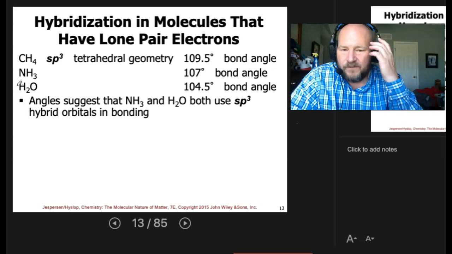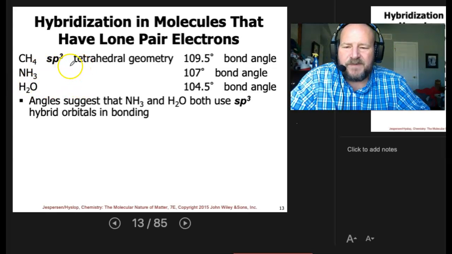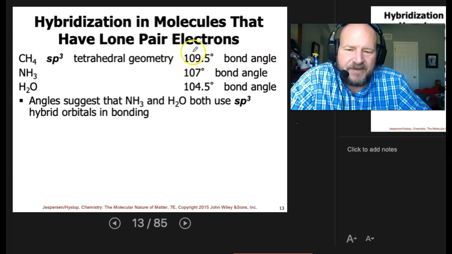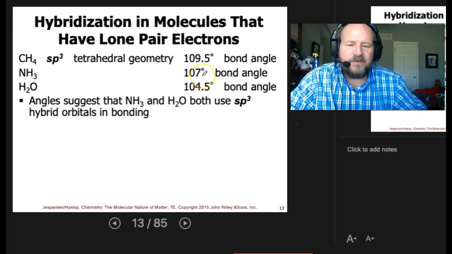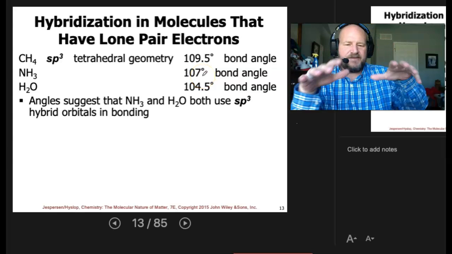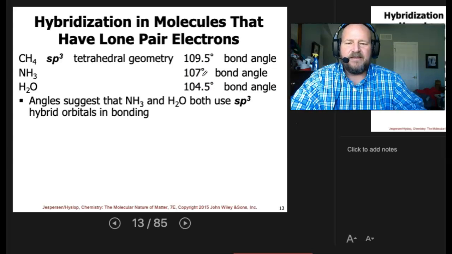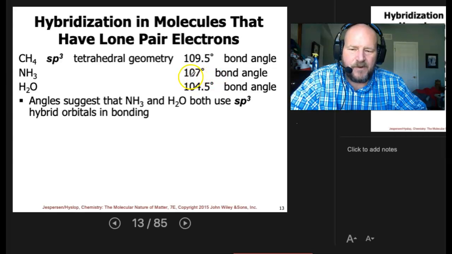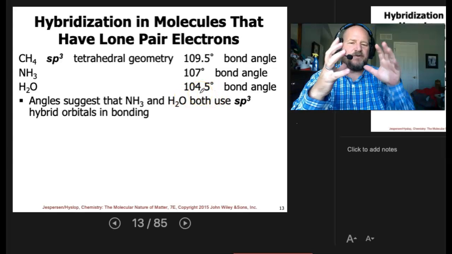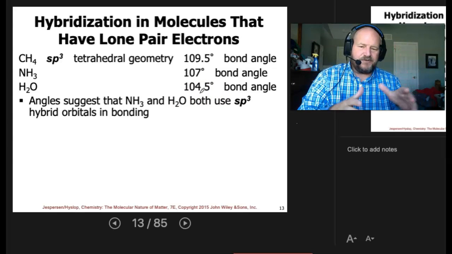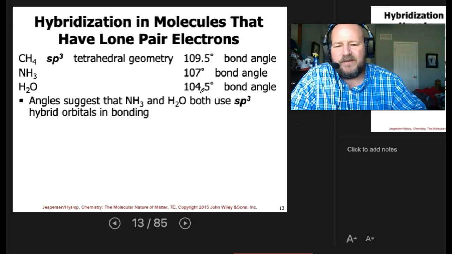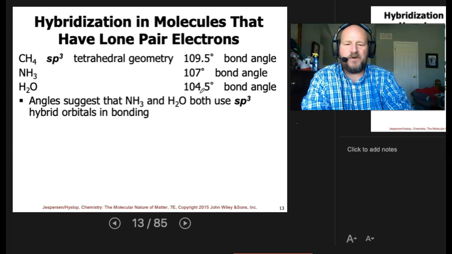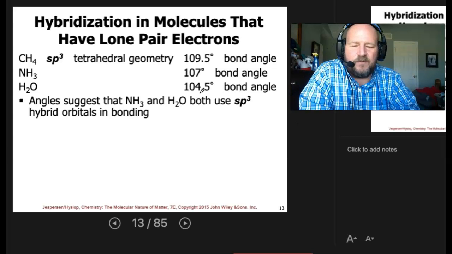Hybridization of molecules that have lone pair electrons. If you work through the hybridization here, we get sp3 tetrahedral geometry. That gives us 109.5. If we throw in a lone pair, remember that lone pair wants to take up space, it's going to balloon out, it's going to force the other bonds to get tighter. That angle actually drops down to 107 for ammonia, and for water, we see it drop down to 104.5. Now we have 2 of those lone pair balloons on the back, pushing those 2 hydrogens in close to each other. The angles then suggest that NH3 and H2O both use sp3 hybrid orbitals for bonding, because we still have the 4 domains.